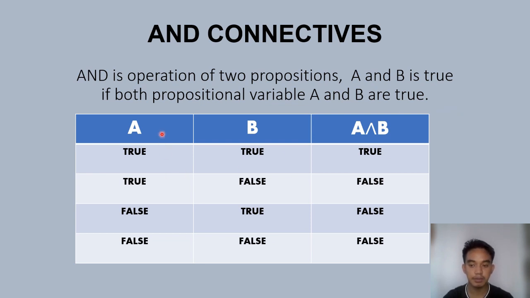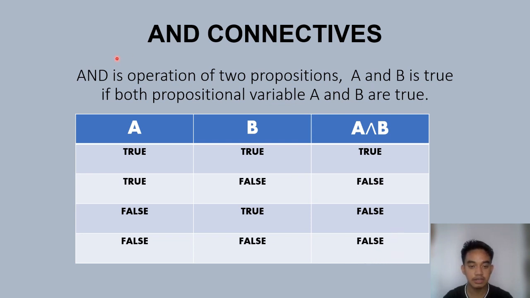As we can see, the propositional values of A and B are still the same, but when we use the AND connective, here's the sign, or the mathematical sign, of the AND connective. If A and B are true, true, the value is true. If A and B are true, false, the value is false. If A and B are false, true, the value is false. If A and B are false, false, the value is false. And that's how the AND connective works.